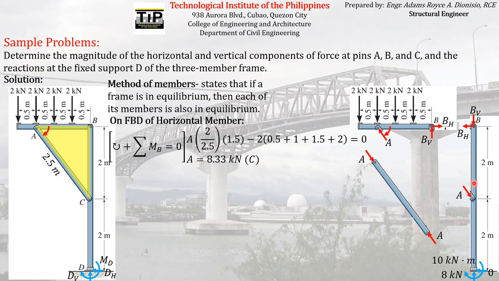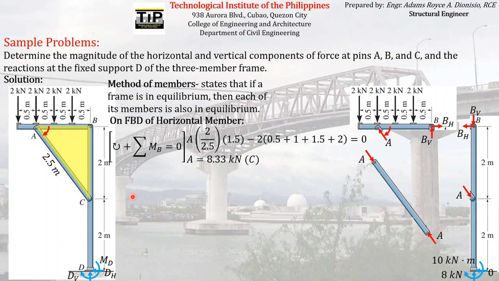But take note, this point is pin C. Ibig sabihin lang nun, yung forces acting on pin A as well as pin C, parehas lang ng magnitude. Ibig sabihin, yung horizontal and vertical components ng forces acting on pin C and pin A parehas lang.